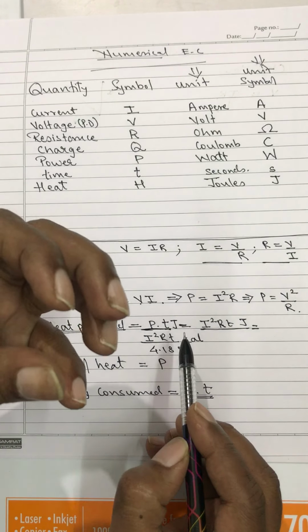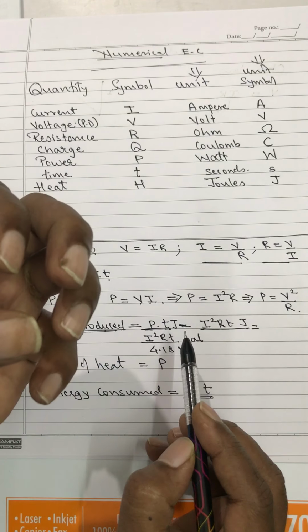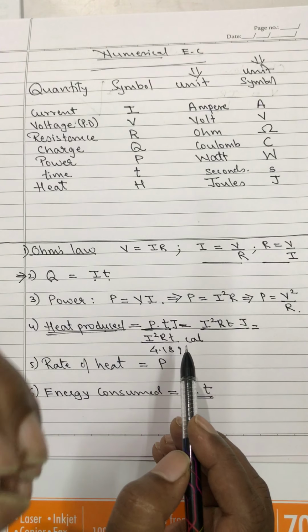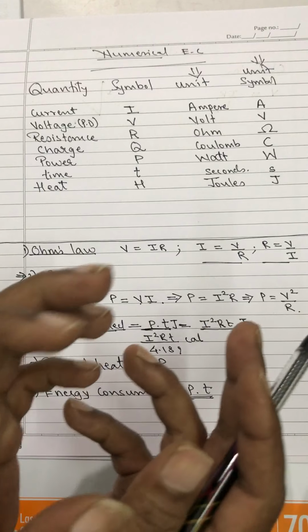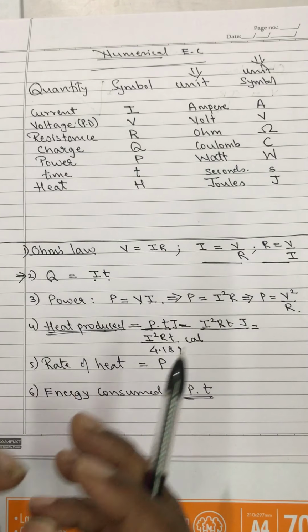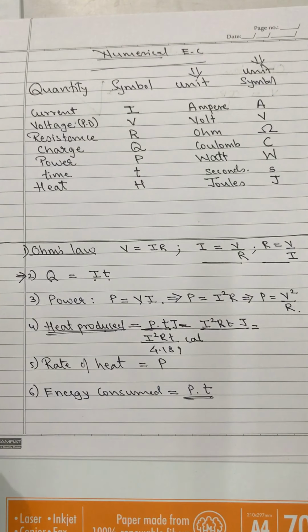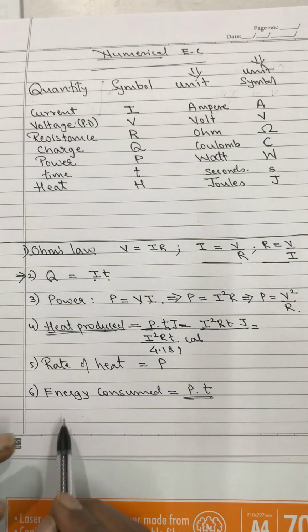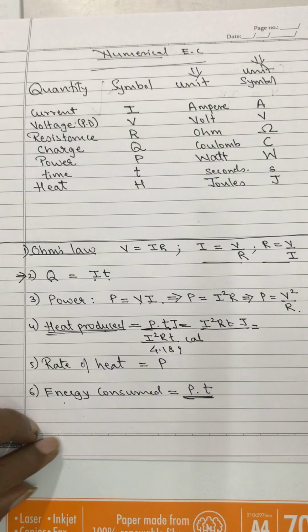Whatever is the power of the bulb, 50 watt, 100 watt, whatever it is, accordingly the heat will be produced depending on how long it is glowing. Similarly, accordingly it will be consuming electrical energy. So energy consumed and heat produced both have the same formula, power into time.